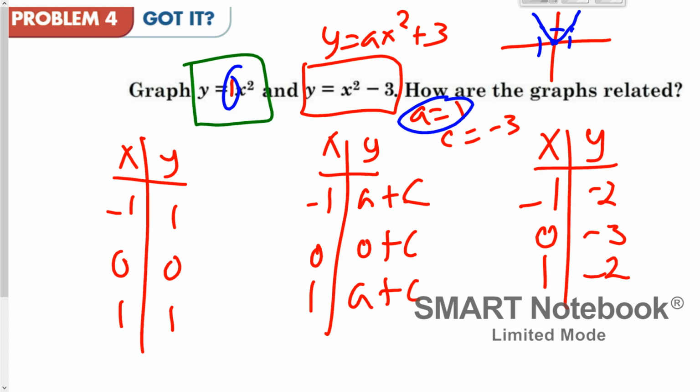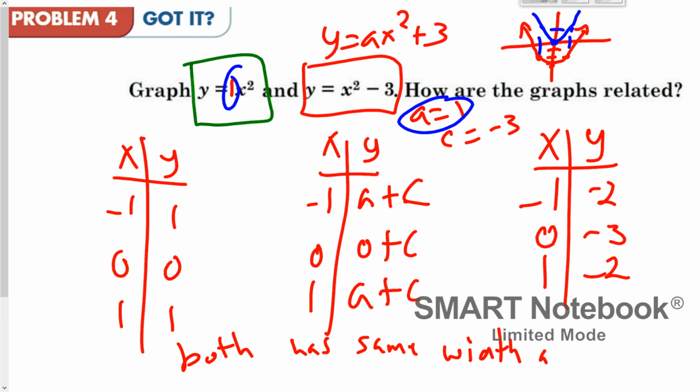And this one in red would be -2, 1, -2, 0, -3, and 1, -2. So how are they the same? Well, they've got the same width, right? Because they have the same a. They both face up. Both have the same width and face up, right? The only difference is the red one's down 3. That's because my c was negative 3. So it's down 3.